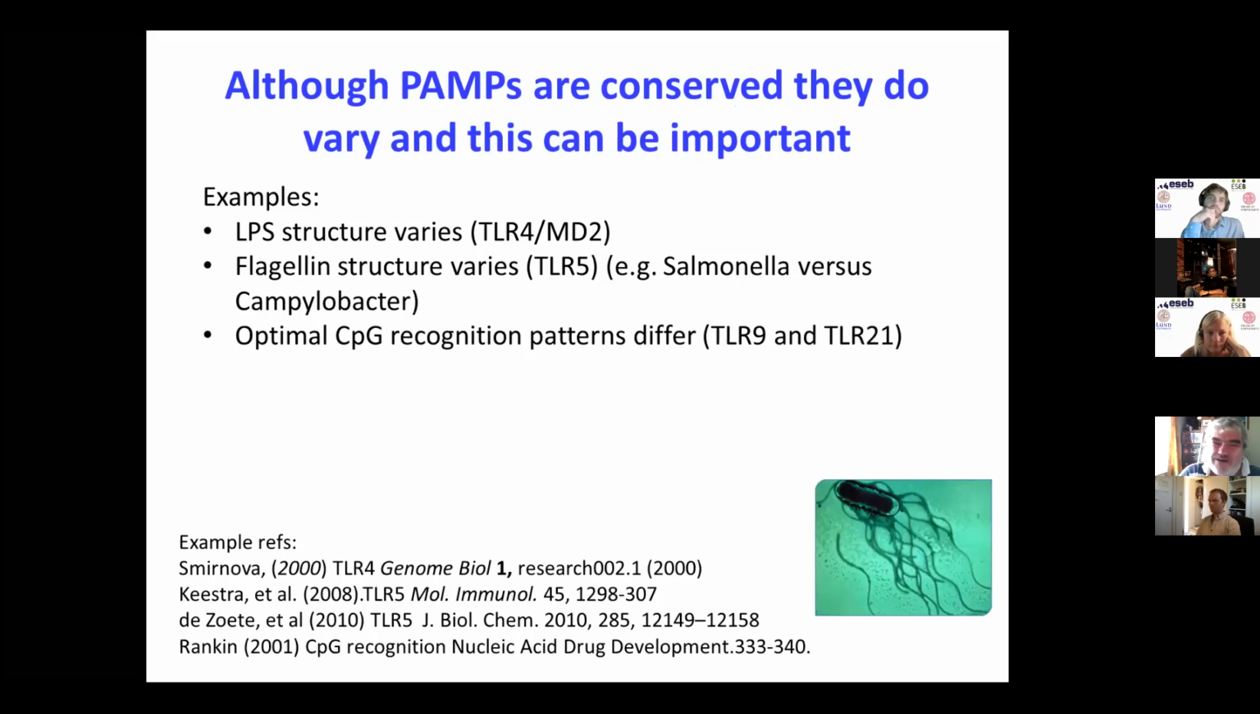The other thing to think about is that PAMPs might be conserved, but they do vary. They're conserved, but not identical. And this can be really important. So lipopolysaccharide structure varies, and that affects TLR4-MD2 recognition. Flagellin structure varies, and that affects TLR5 recognition. For example, Salmonella and Campylobacter flagellins are quite different. And also the optimal unmethylated CpG recognition patterns of things like TLR9 differ very widely across different species. And the same looks to be true for avian TLR21s too.